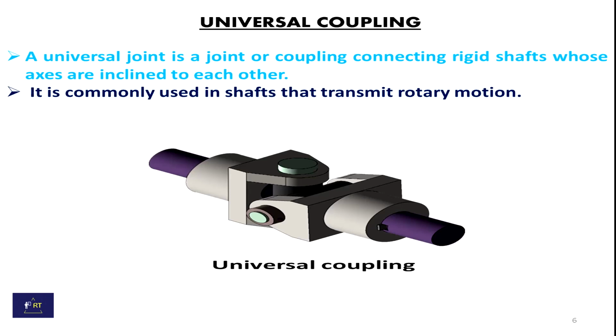And next is universal coupling. A universal joint is a joint or coupling connected to rigid shafts whose axes are inclined to each other. It is commonly used in shafts that transmit rotary motion. This is the image of universal coupling.